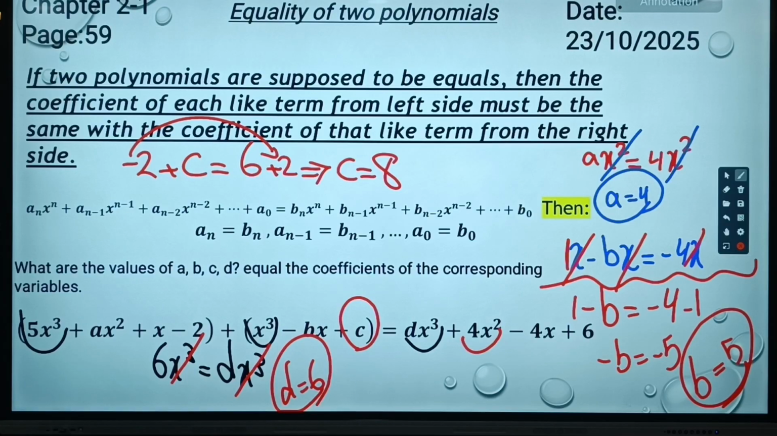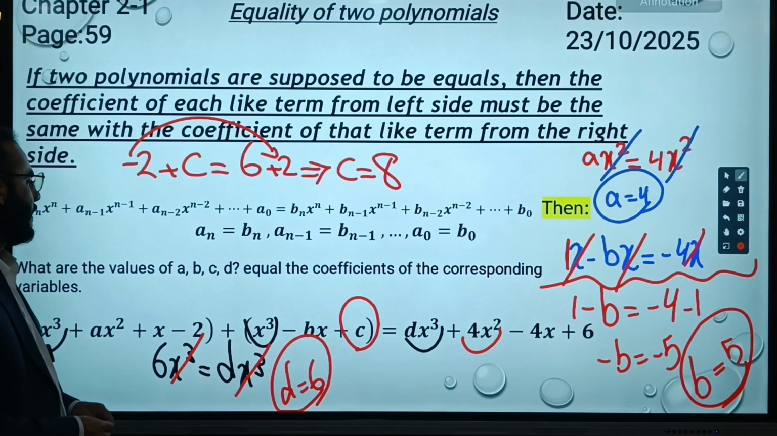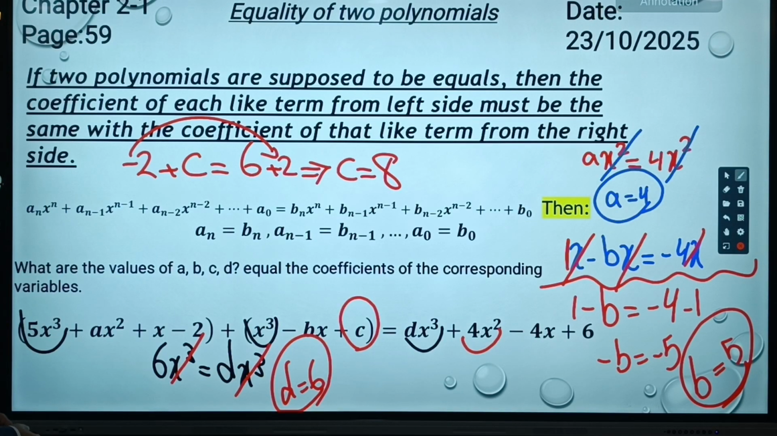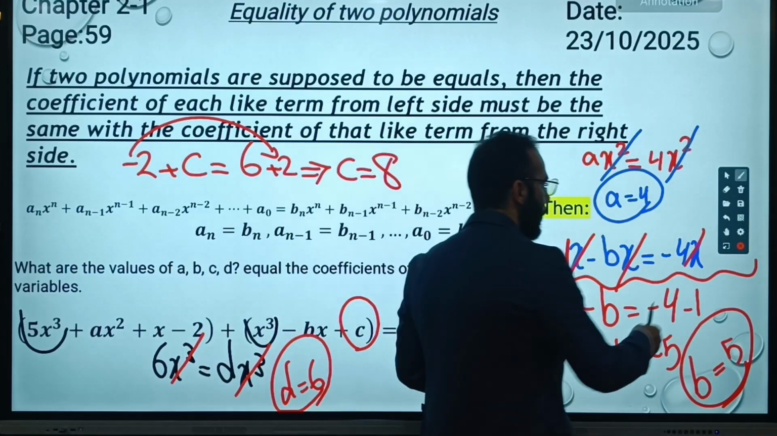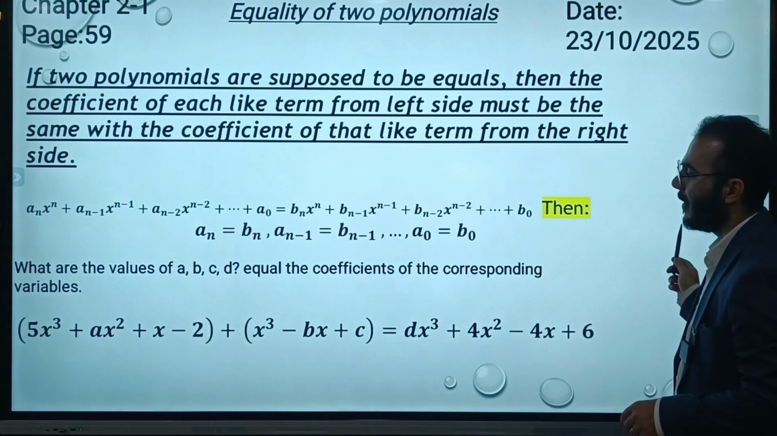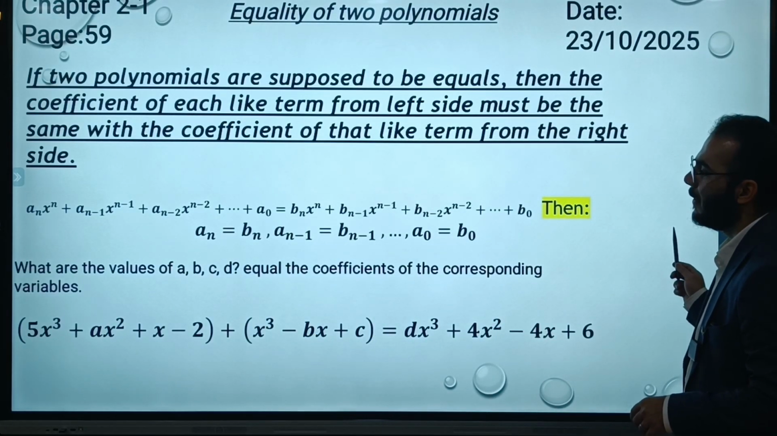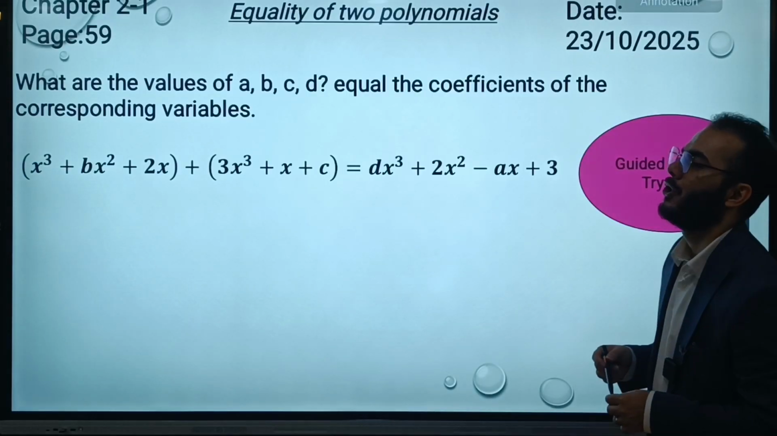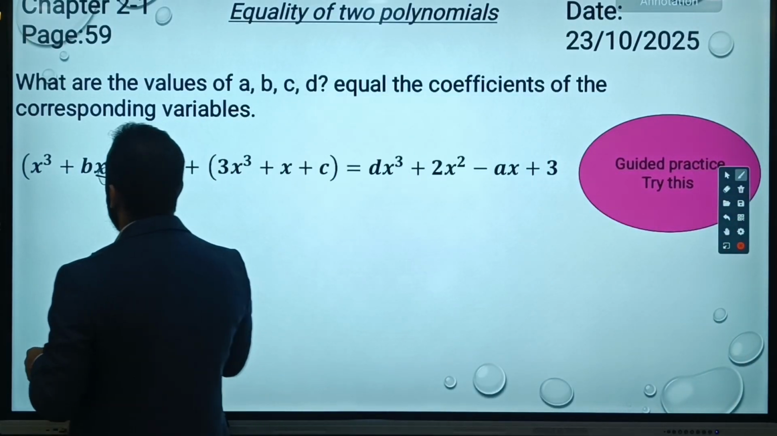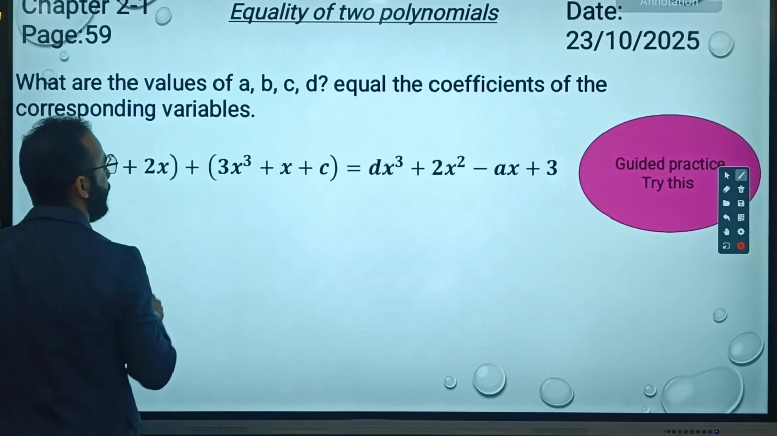That is how you are going to find out the values of some unknown letters, some unknown terms, some variables when two polynomials are equal. Okay. If you did not understand it, either review the video or listen to me carefully in order to catch it. Okay. So x cubed, 3x cubed.